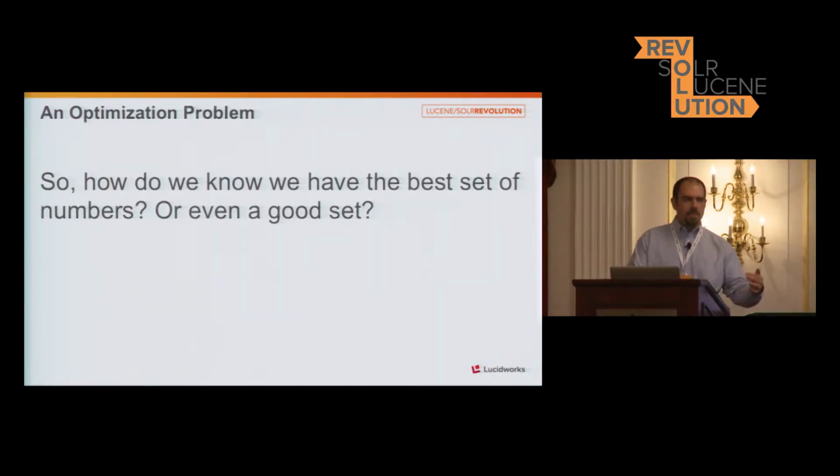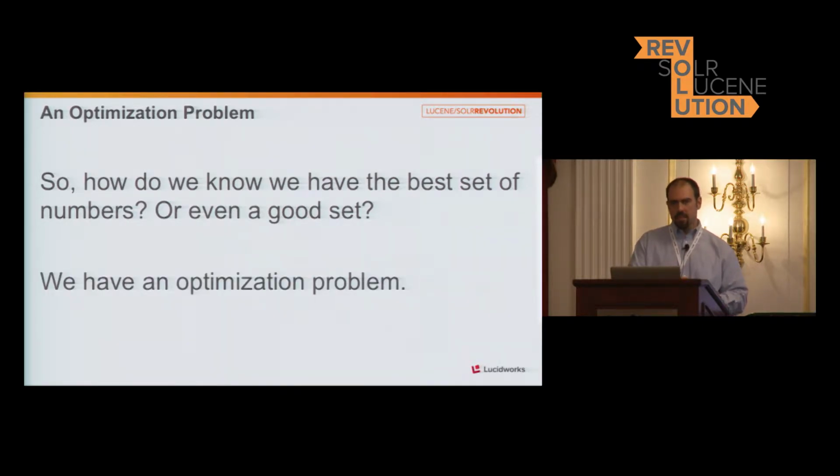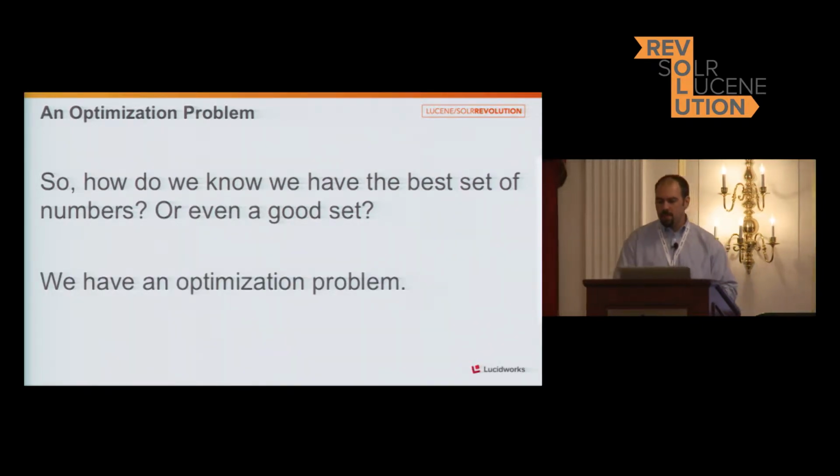So with a set of numbers like that, how do we know that we've found the best set of numbers for our given algorithm, or even a good set? And I'm proposing that this represents an optimization problem.